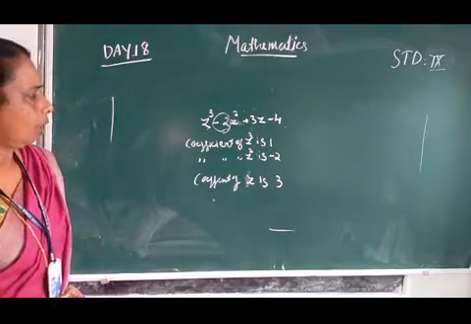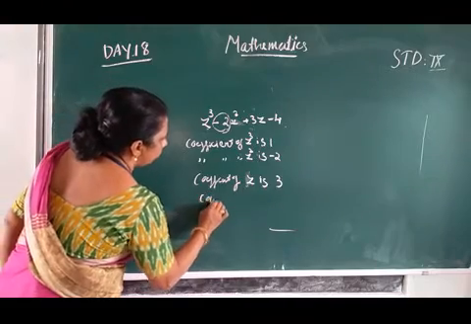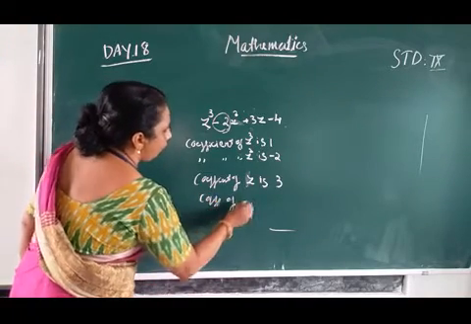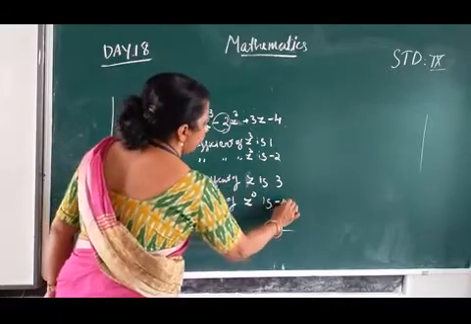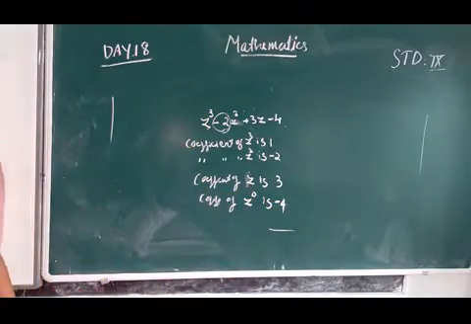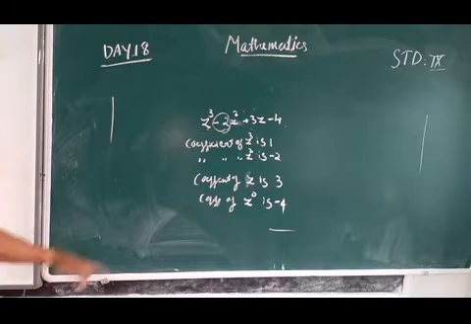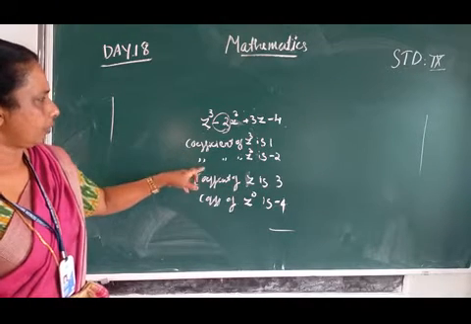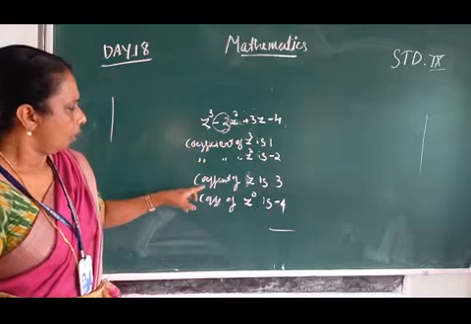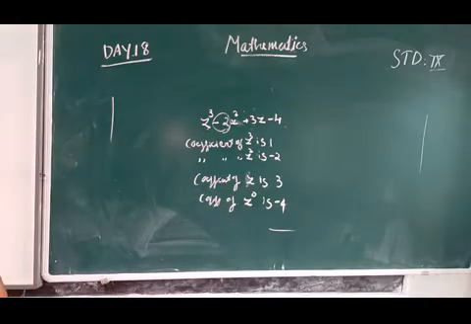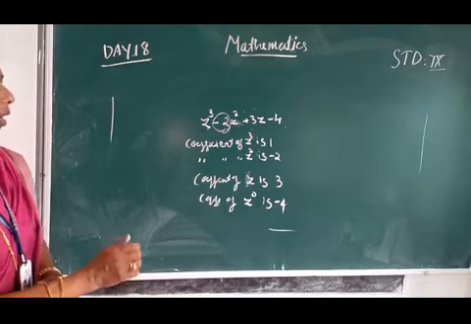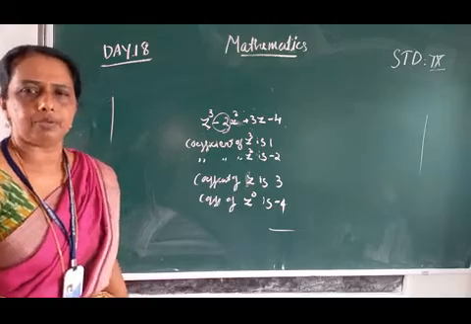Then the coefficient of z raised to 0 is minus 4. So the coefficient of z cube is 1, the coefficient of z square is minus 2, the coefficient of z is 3 and the coefficient of z raised to 0 is minus 4. Or we can say the constant term is minus 4.